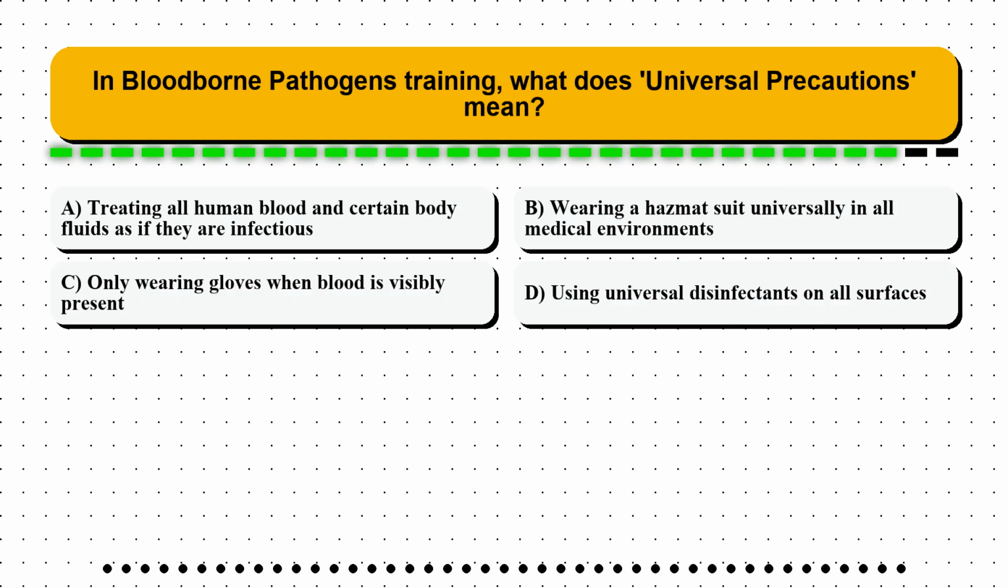Question 21. In blood-borne pathogens training, what does universal precautions mean? Option A, treating all human blood and certain body fluids as if they are infectious. Option B, wearing a hazmat suit universally in all medical environments. Option C, only wearing gloves when blood is visibly present. Option D, using universal disinfectants on all surfaces.